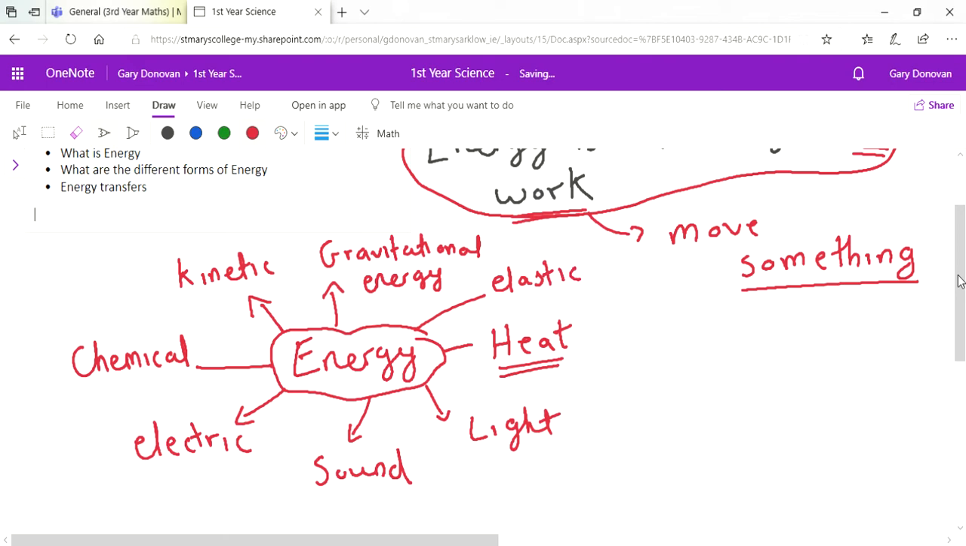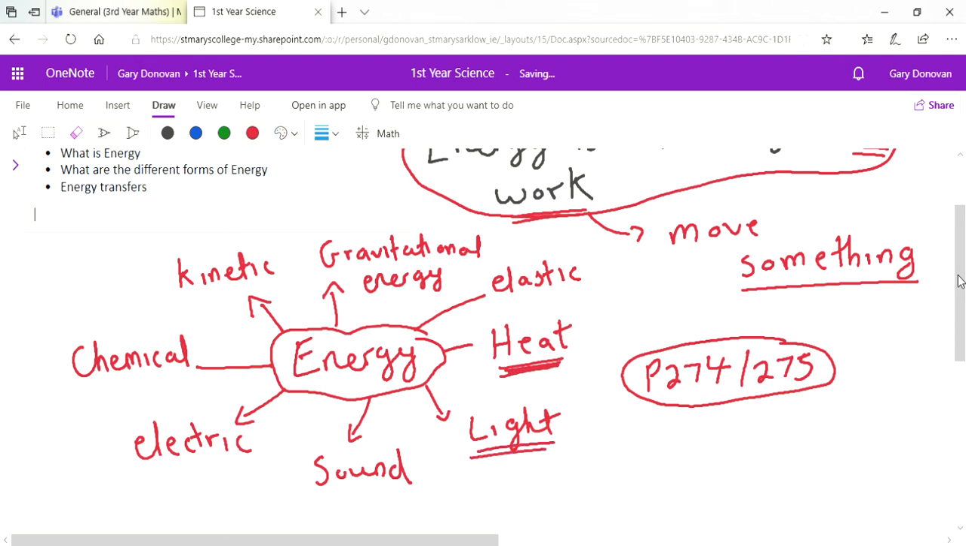And if you open your textbook and you read pages 274 and 275, it will go into a lot of detail about what all these different types of energy are. But I'm just going to explain a couple of them now to you, okay? So heat energy is when something is hot. Light energy is when something is giving out light, or when light is moving from one place to another. Sound energy is when something's giving out sound, or when something's loud or quiet. Electric energy is the energy that flows through cables to power all our electrical devices.